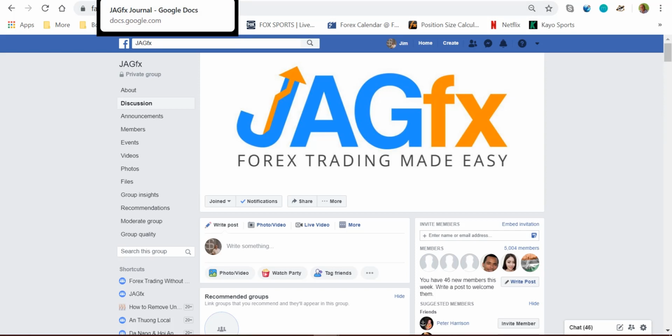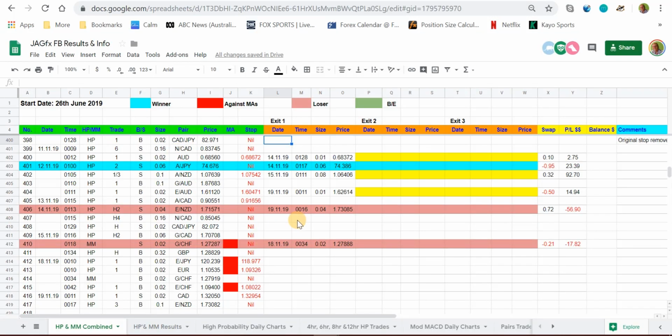So we'll have a quick look at the spreadsheet. It's a shared one. You can see a couple of people are on it. So Google Doc, Google Sheet, what do they call it? Our start date, 26th of June. This is the main one, HP and MM combined. You can see the different sheets down the bottom here. This is the one I'm concentrating on at the moment. So we're up to trade 417. We started back on 26th of June.